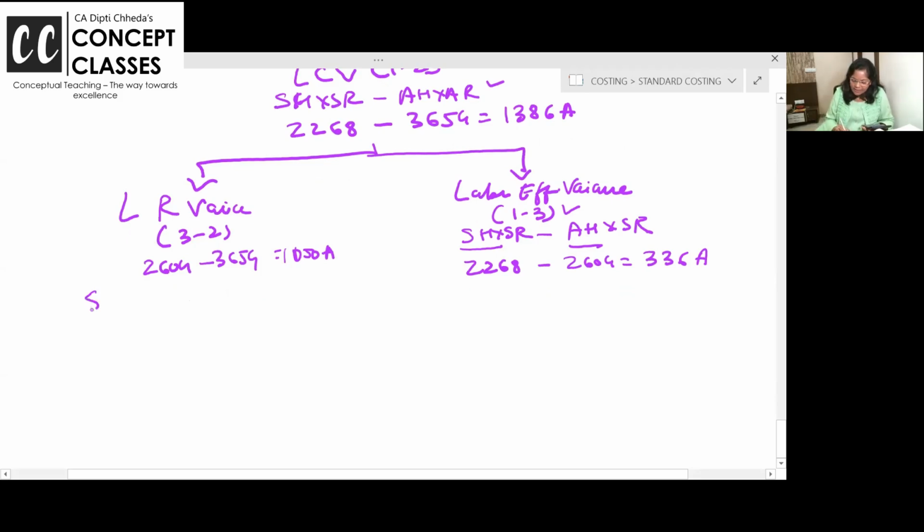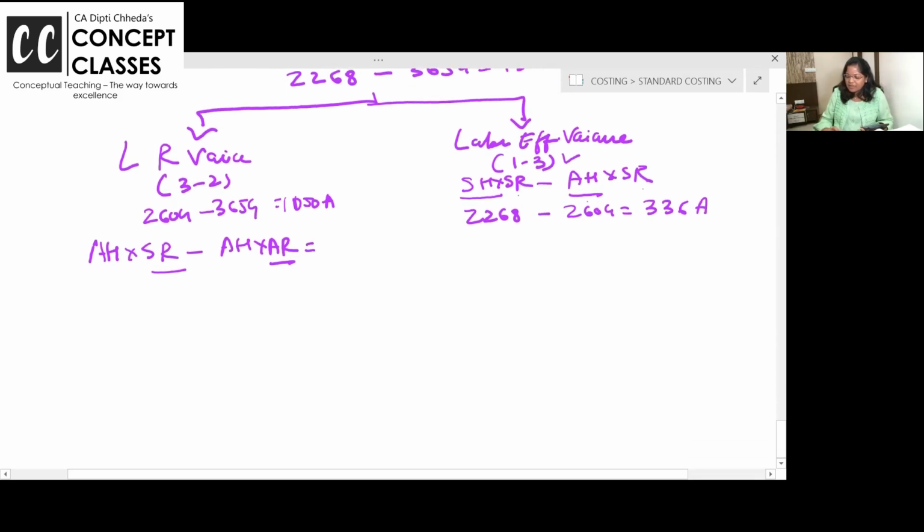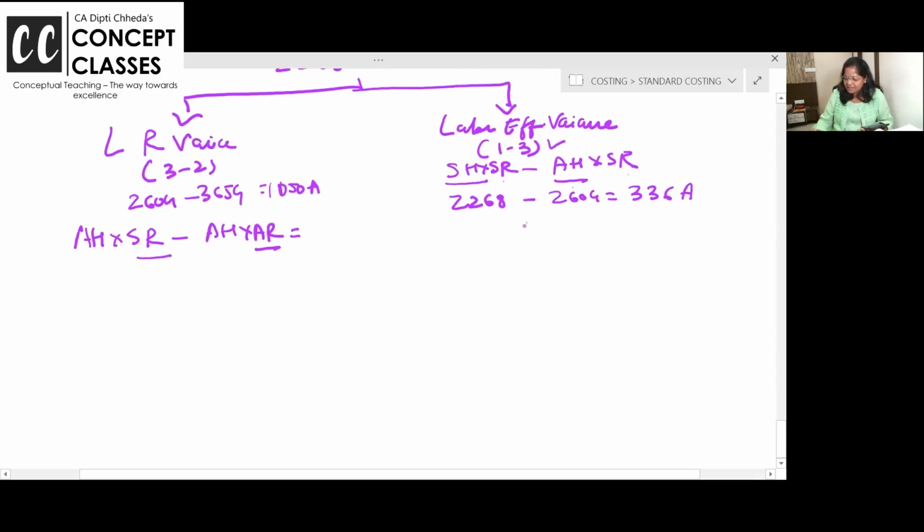And what is 3? 3 is actual hours into standard rate minus actual hours into actual rate. Where is the difference? Rate. Hours are actual in both. Like there you took quantity as actual, only standard price and actual price differ. Here the standard price is fixed, only hours is the difference. This is rate, this is efficiency. Rate and efficiency.